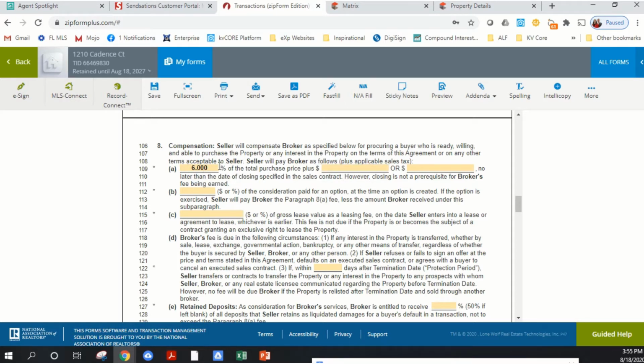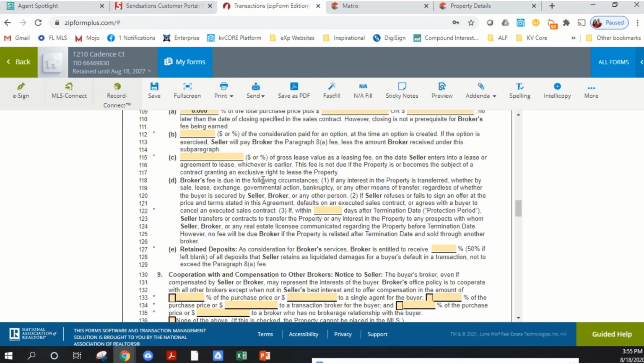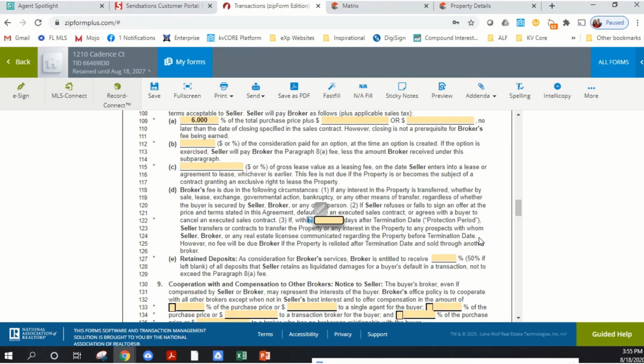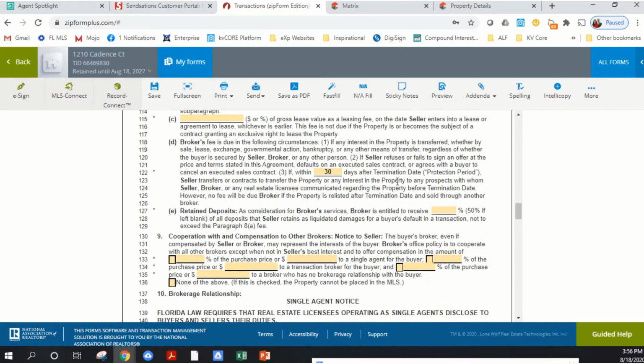So total compensation from the seller is 6%. Maybe it's 5%. It's whatever you negotiate. And then this talks about the termination.